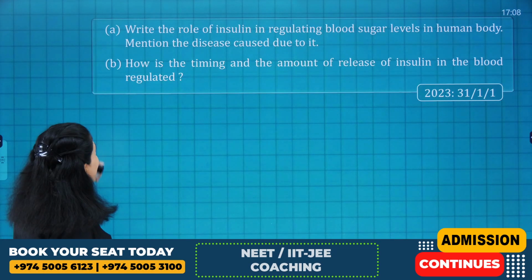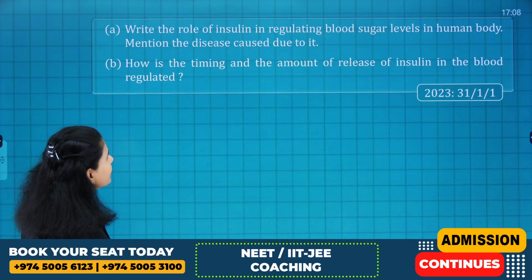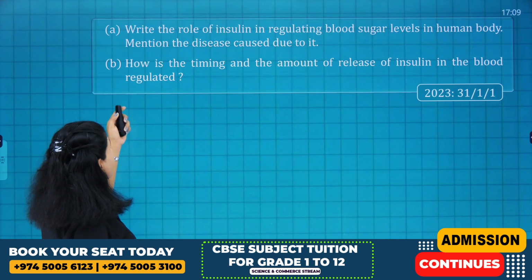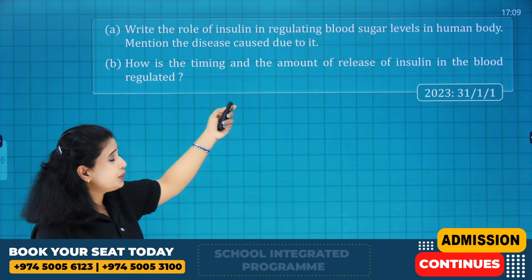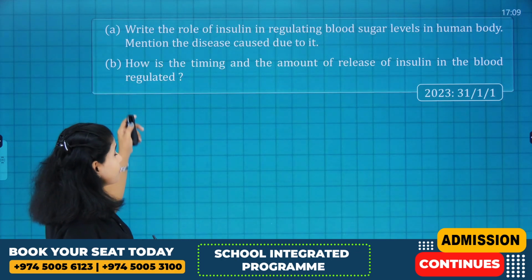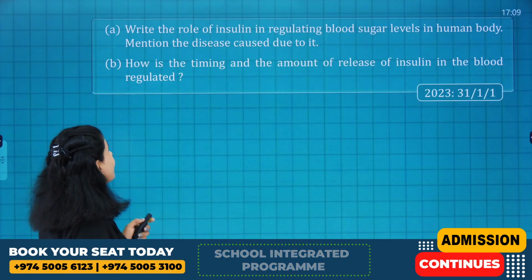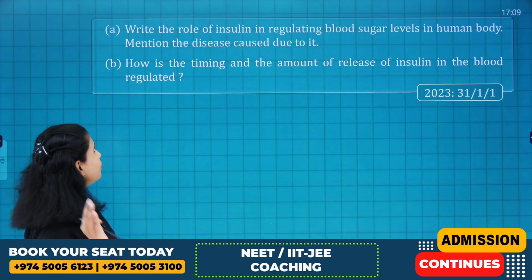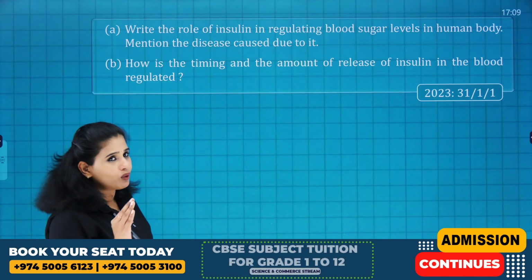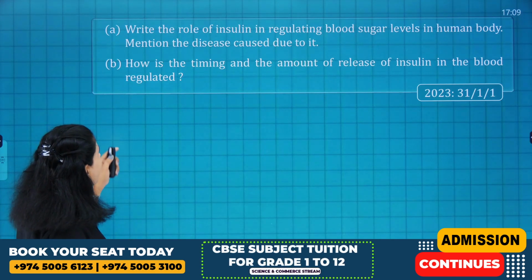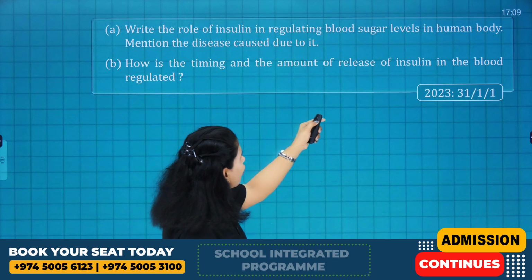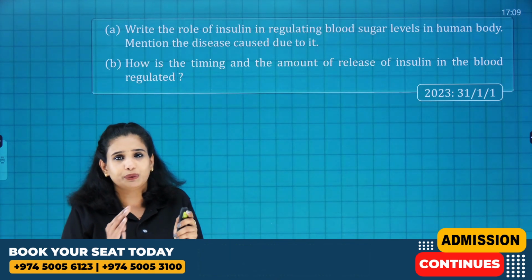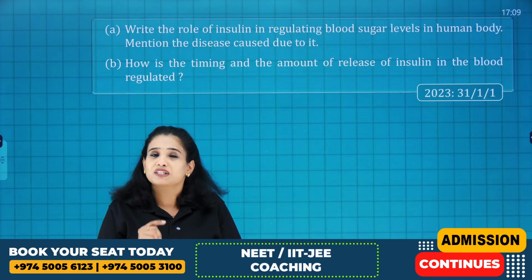Next question. Write the role of insulin in regulating blood sugar levels in the human body. Mention the disease caused due to it. There are two sub-questions in this. And another question: how are the timing and the amount of release of insulin in the blood regulated? These are the two questions. First, let us answer the first one.